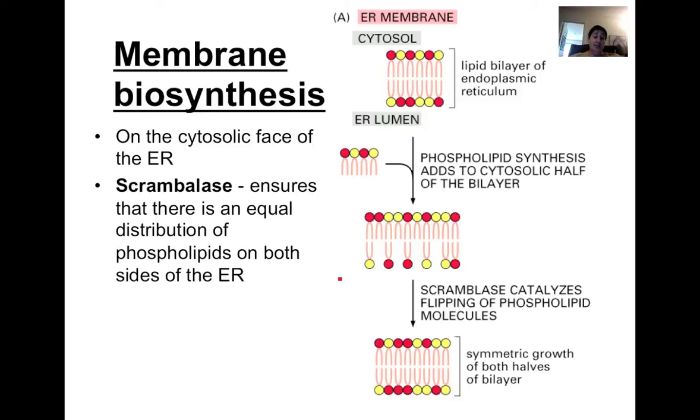So in this case, remember, if it's on the cytosolic side, cytosol is cytosol, lumen is the same as being outside the cell. So if you have phosphatidylserine being made on the smooth ER, it's going to remain on the cytosolic face. The other phospholipids that are normally on the luminal side will be flipped in by the scramblase. Okay?